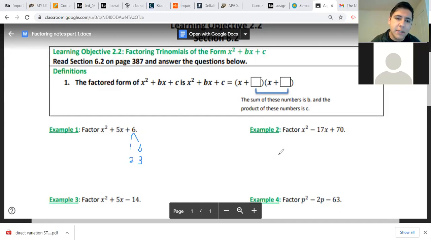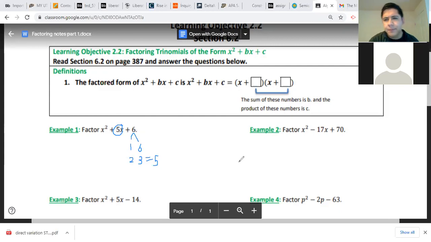So 1 times 6 gives us 6. 2 times 3 gives us 6 as well. And those are pretty much the factors. So what we're looking to do is see which one of these 2 is going to add up to this middle number right here, 5. Looking at this, which ones add up to 5? 2 and 3. 2 and 3 both add up to 5. So our factors there, our zeros, are 2 and 3.